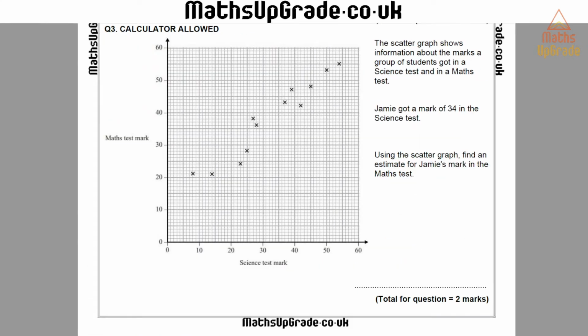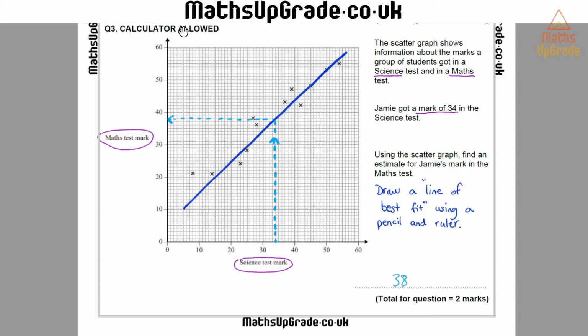In question 3, we're given a scatter graph showing maths test marks against science test marks. We're told that Jamie got a mark of 34 in the science test. Using the scatter graph, find an estimate for his mark in the maths test. So you need to draw a line of best fit using a pencil and ruler. Make sure your line of best fit goes through as many crosses as possible and has an equal number of crosses either side of it. So it would be something like this.